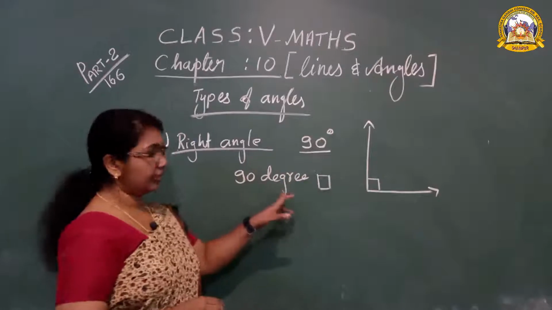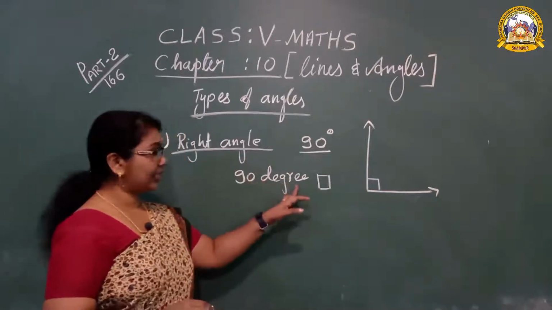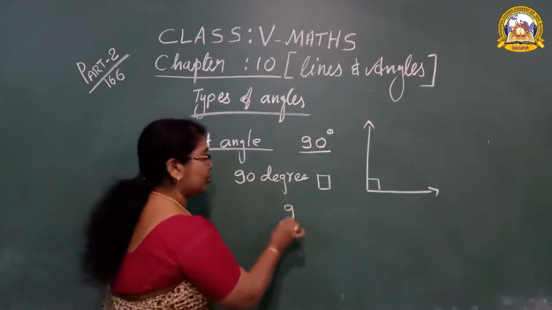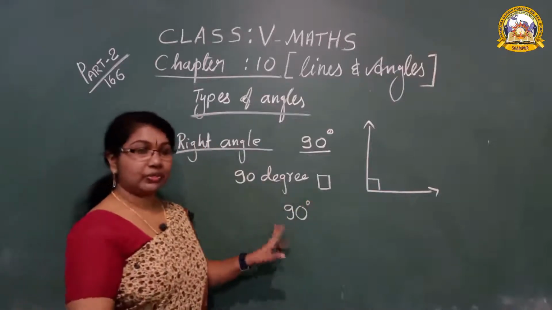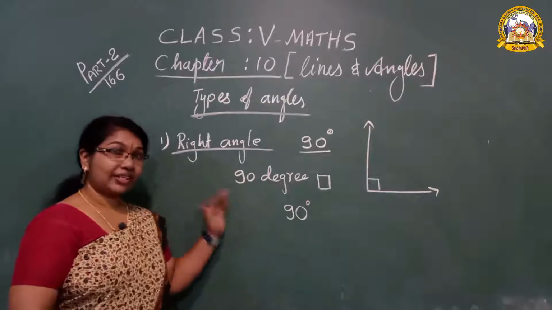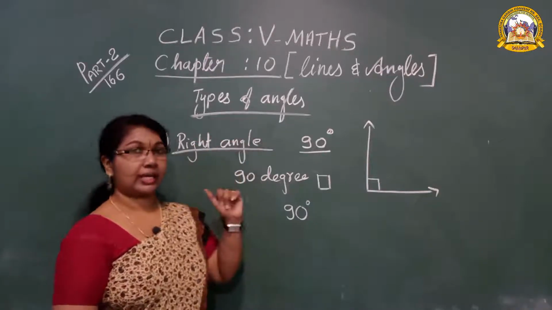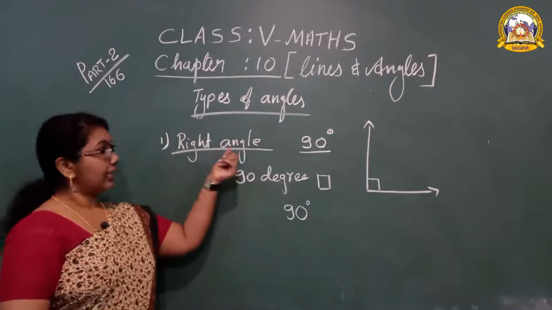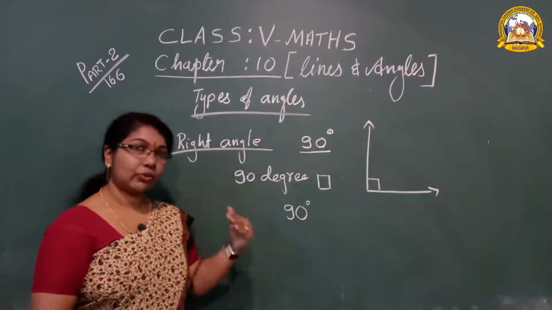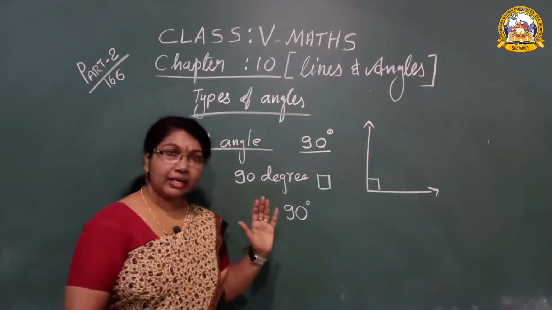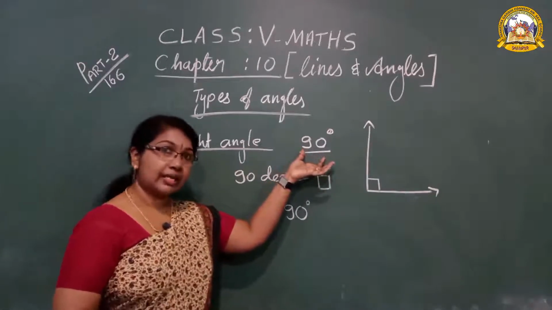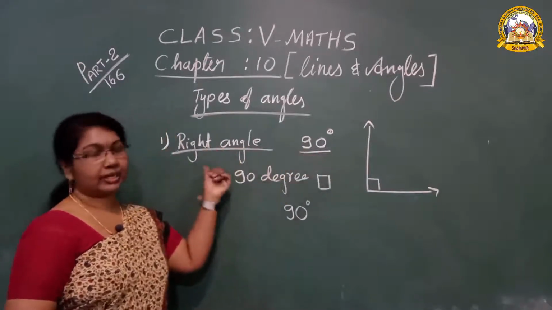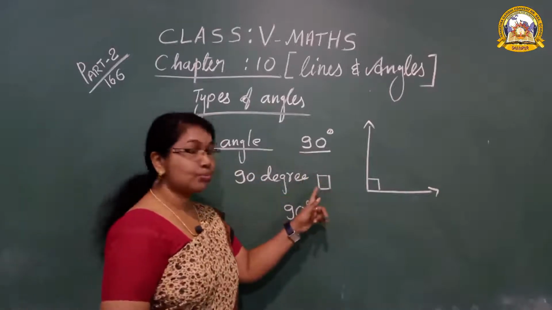While writing, you don't need to write out the word degree. Just write 90, with a small 0 at the top. 90 degrees. We are studying different types of angles, and the first angle is the right angle. What is the measure of a right angle? Its measure is exactly 90 degrees. Such angles are called right angles. The right angle symbol is a small square.